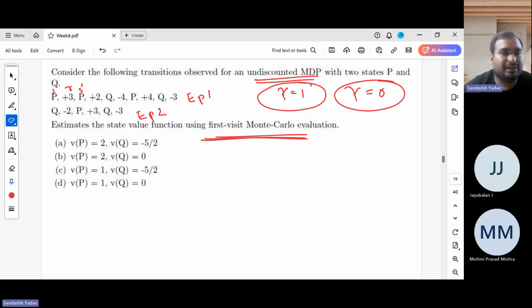First visit basically means suppose in one episode you saw P as the state. Then whatever comes next, that's the summation. Since we have been given that it's undiscounted, gamma equals 1. Otherwise we would have to use these gamma powers also. So for P we can calculate for episode 1. This you need to take care of. The sum will be plus 3 plus 2 is 5, 5 minus 4 is 1, 1 plus 4 is 5, 5 minus 3 is 2.